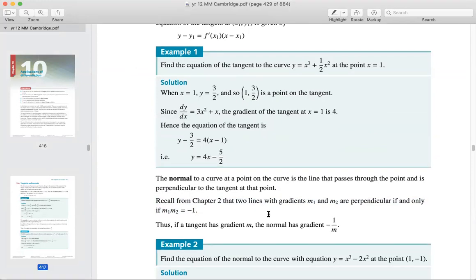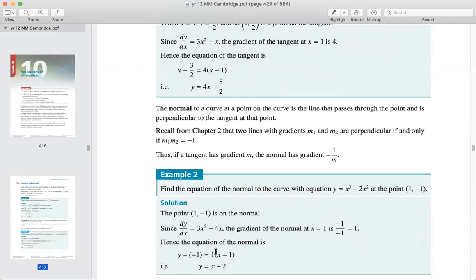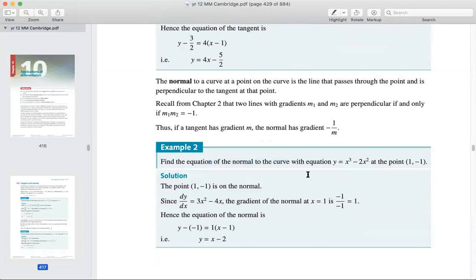Okay, so if the question asks, find the equation of the normal to the curve, again, first we find the tangent, so we get dy/dx. So in this case, we get 3x squared minus 4x. Then my tangent line gradient is... sorry, my bad. My tangent line gradient is 3 minus 4, which is -1. That's why my normal line gradient is +1. Then I plug in, I get y equals x minus 2.